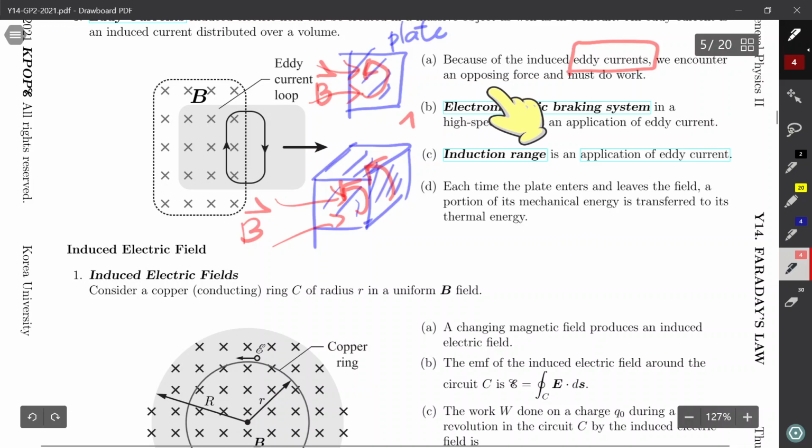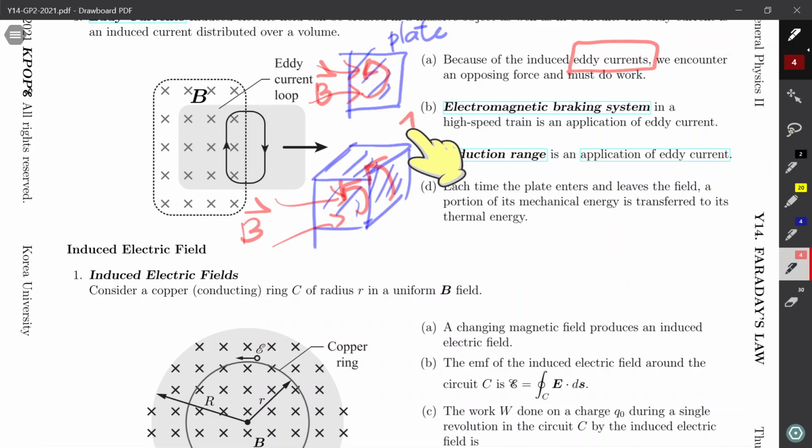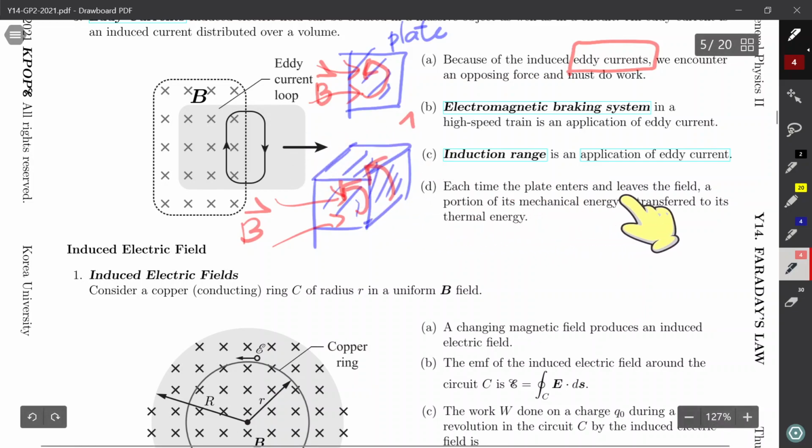We encounter an opposing force that must do work, the same as in the circuit. The electromagnetic braking system in a high-speed train is an application of eddy current. Induction range is also an application of eddy current. Each time the plate enters and leaves the field, a portion of its mechanical energy is transferred to thermal energy because there is some resistivity in this material.